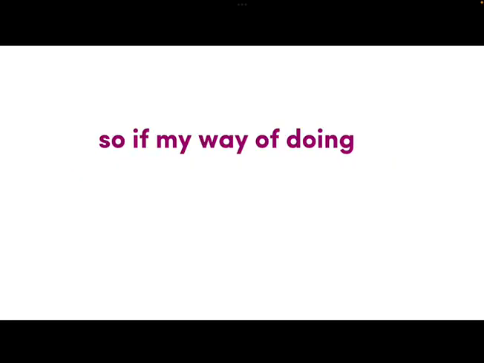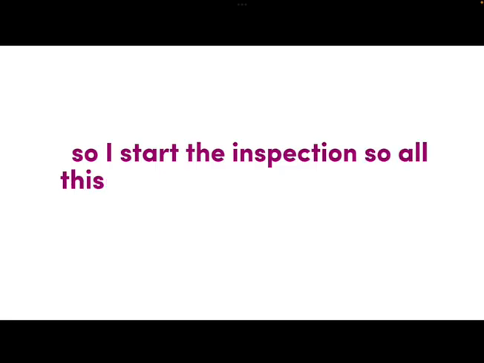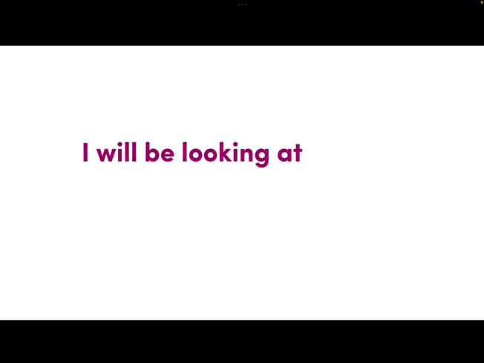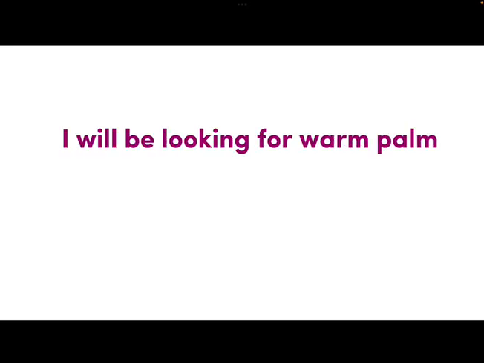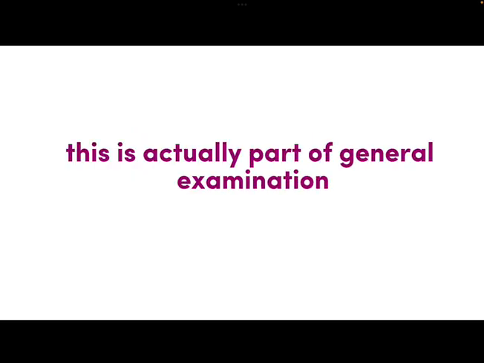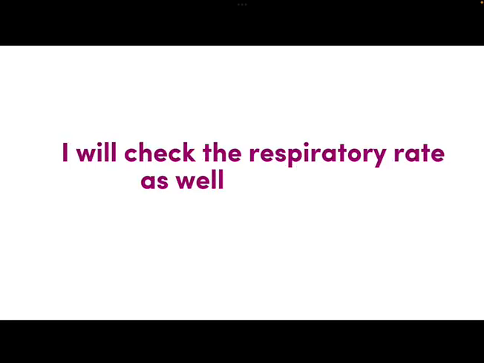My way of doing the respiratory examination is that I always look at one thing at a time. I start with the inspection, and all this observation will be finished in not more than 30 seconds. For the general examination, I will look at the hand first. I will look at clubbing, cyanosis, warm palm, bounding pulse, and also the respiratory rate. When I am checking the pulse, I will check the respiratory rate as well. Understand?